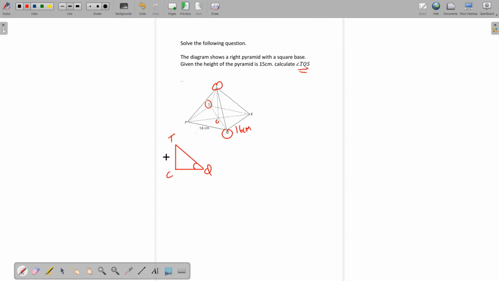So the height of the pyramid is 15 centimeter. What we need some more for our calculations here is either CQ or TQ. So see what we can find. There is another piece of information where they give you PQ is 16 centimeter. Here also 16 centimeter, we can actually find SQ.